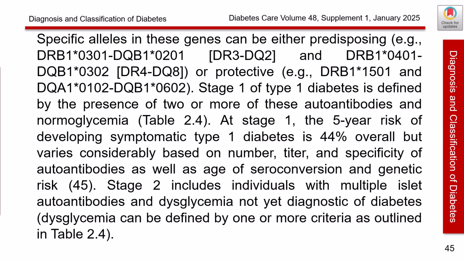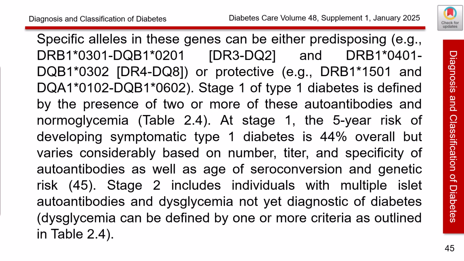Stage 1 of type 1 diabetes is defined by the presence of 2 or more of these autoantibodies and normoglycemia. At stage 1, the 5-year risk of developing symptomatic type 1 diabetes is 44% overall, but varies considerably based on number, titer, and specificity of autoantibodies, as well as age of seroconversion and genetic risk.